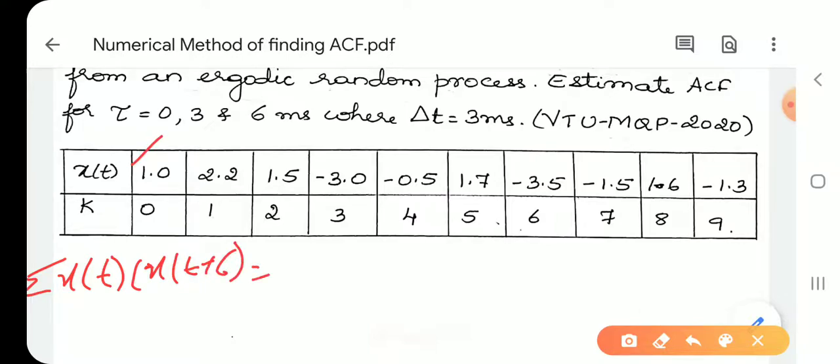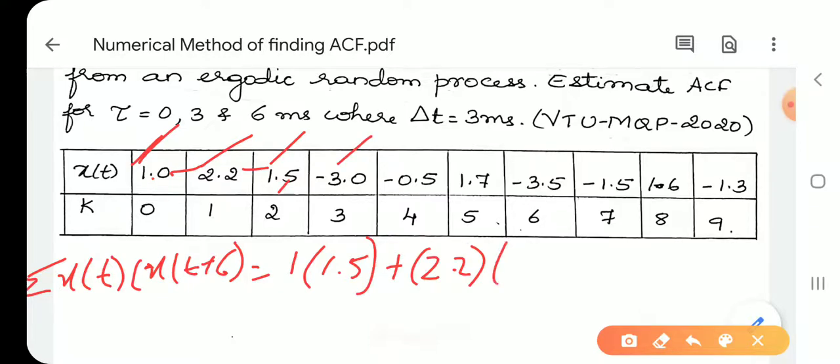If I take x of t as 1, then after a time interval of 6 minutes, that is, from one value to the other, the time interval is 3 minutes. 3 plus 3 becomes 6. So if I take 1, the next value will be 1.5. Now let us take the second value, 2.2. If I take 2.2, after 3 minutes, that means leave 1, take the next one, minus 3.0.